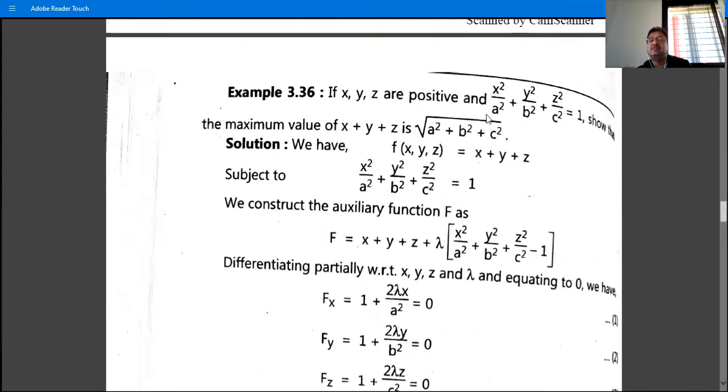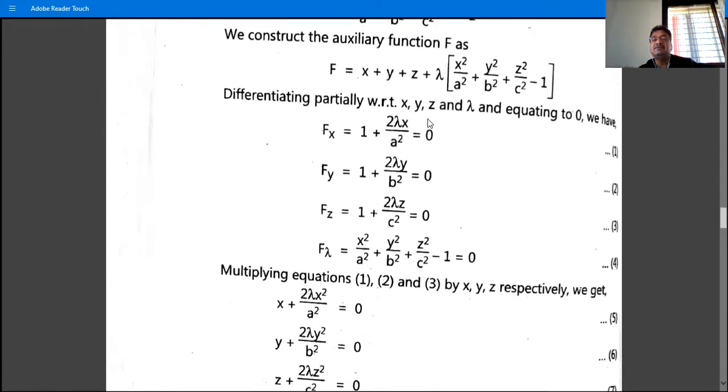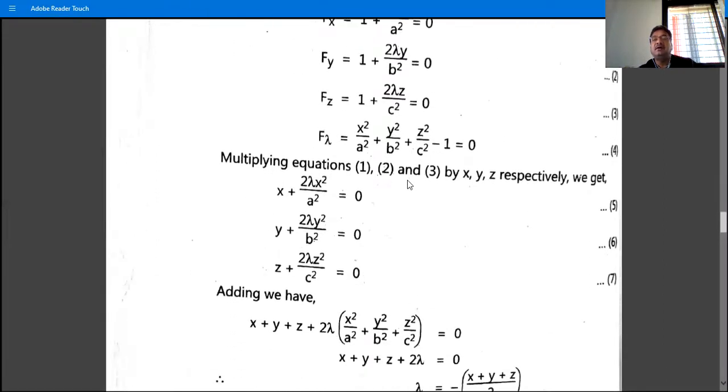If x, y, z are positive and this is equal to 1, show that the minimum value of x plus y plus z is this. So with this condition, we have to find the minimum value of x plus y plus z. Denote x plus y plus z as f of x, y, z, and this is the condition. Then capital F is equal to small f plus lambda into the condition. The condition is this minus 1.